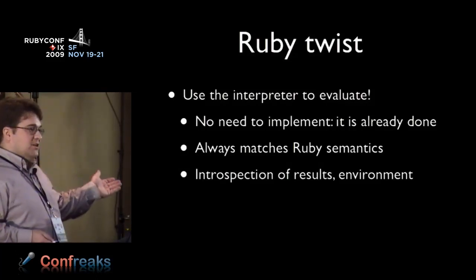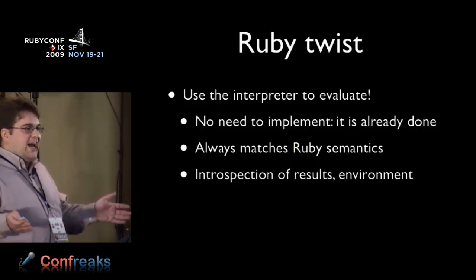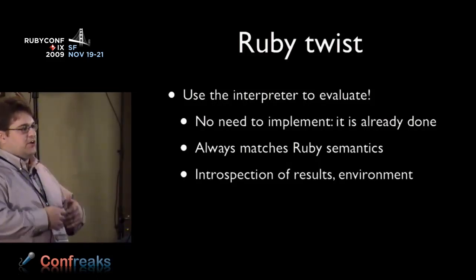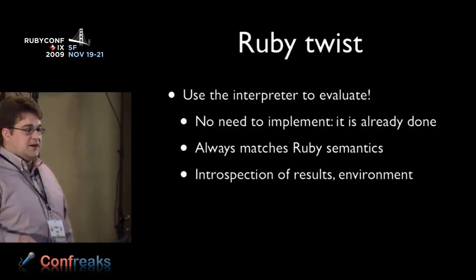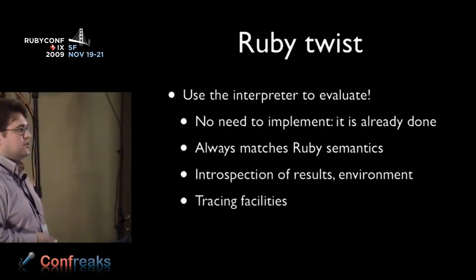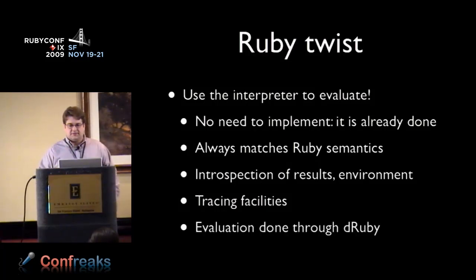It gives us the ability to introspect the results, so we can look at what we got out of it. We can know its type. We can know what can be done with it, what methods are defined on it, all those types of things. It also provides for us a set of tracing facilities. And so we can even put hooks on our code to say, we want to know when a new method is being defined. We want to know when an object is being extended. And we can actually look at all those pieces.